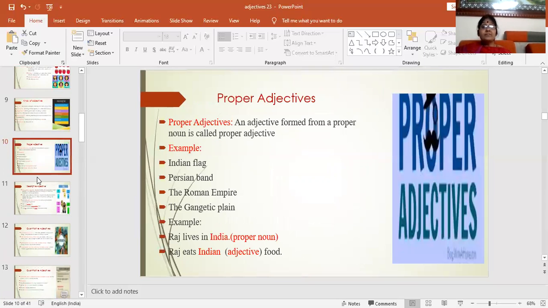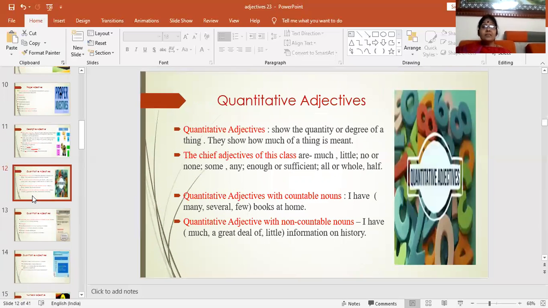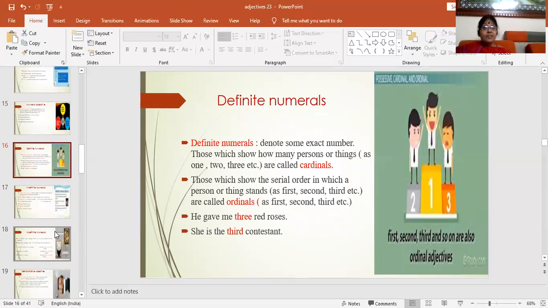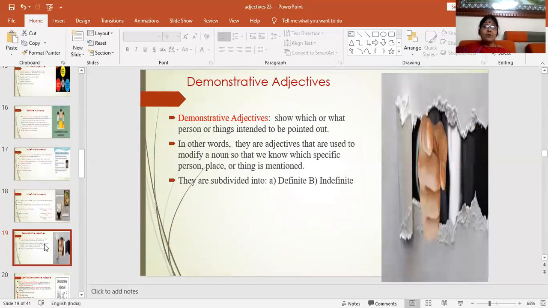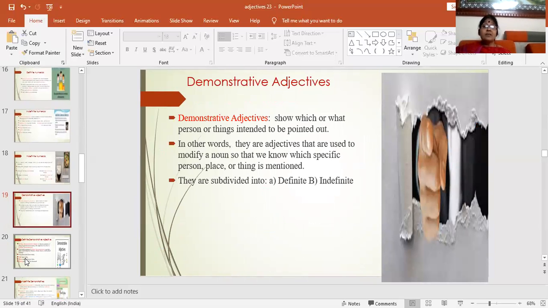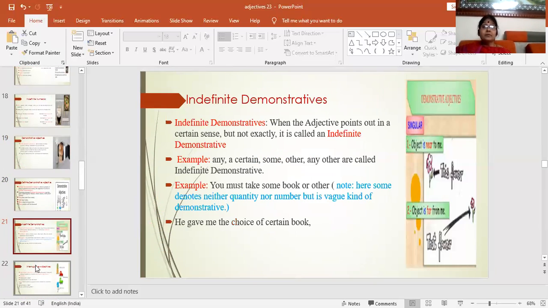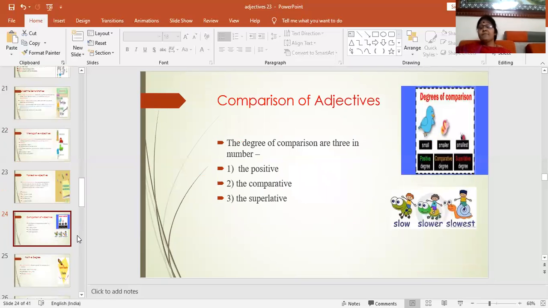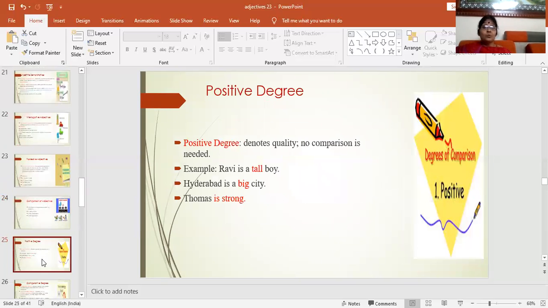They are proper adjectives. Then we have descriptive adjectives. Then we have quantitative adjectives. We have numeral adjectives. Then they are again divided, right? Numeral adjectives and quantitative. We have demonstrative adjectives. We have interrogative adjectives, possessive adjectives. Not only that, we have degrees of comparison, that is positive degree, comparative degree, and superlative degree. Positive degree is when we are talking about one thing, comparative when we are talking about two things, and superlative when we are talking about more than two things, right?